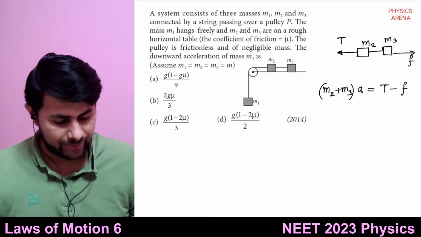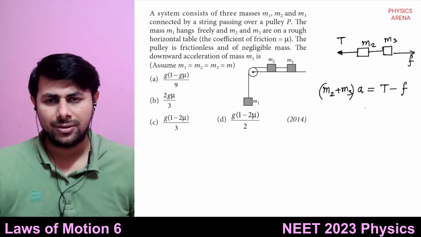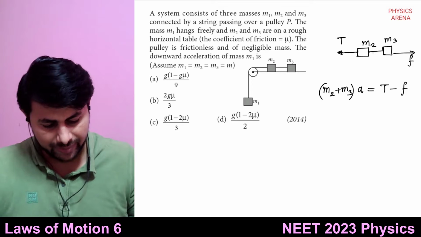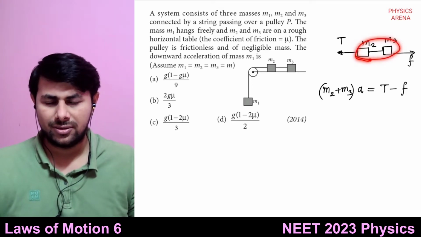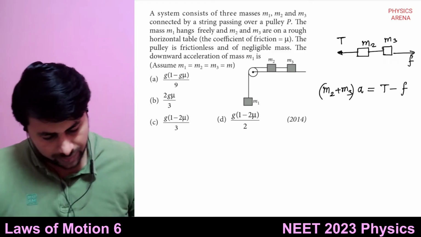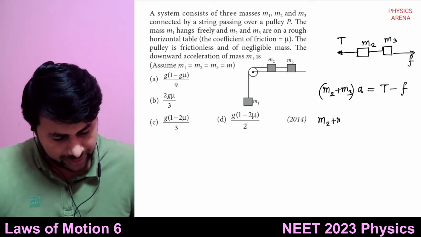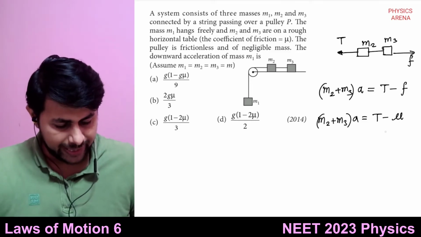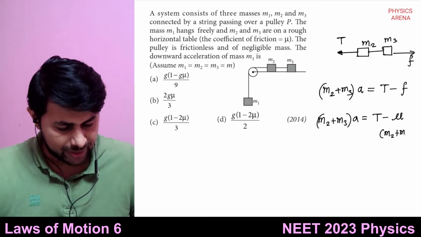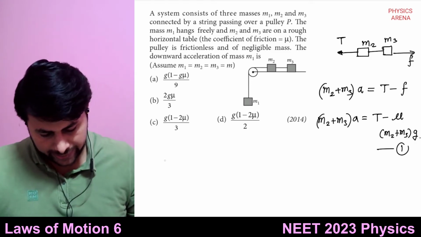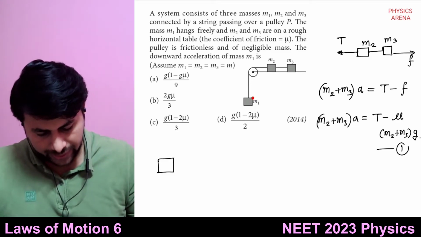And how much would be the frictional force? Mu multiplied by M g, but what is M? M is m2 plus m3, because friction is acting on both of them. So m2 plus m3 multiplied by A is equal to T minus mu multiplied by (m2 plus m3) g. Let's call this equation number 1, and then let's draw the free body diagram for m1.